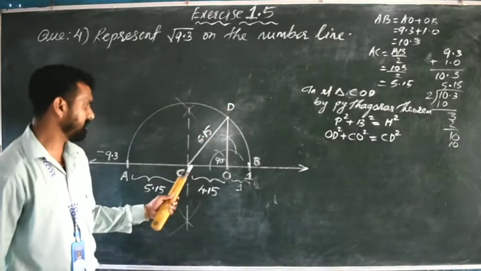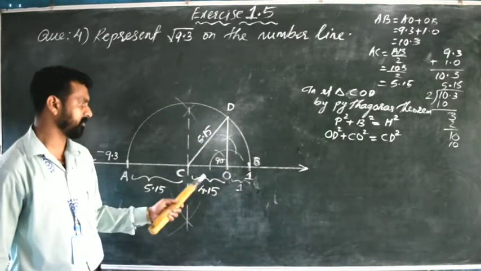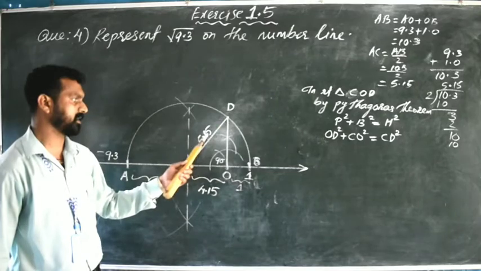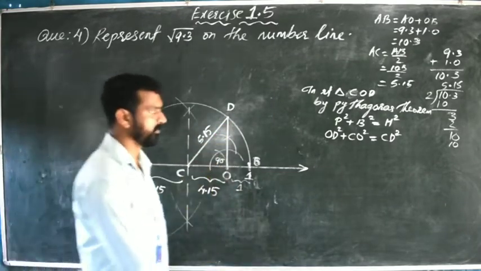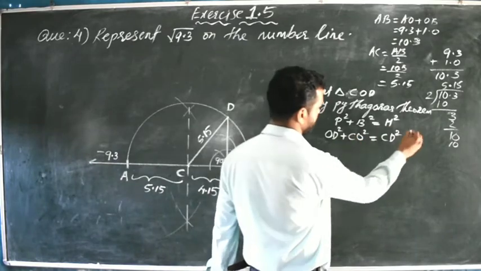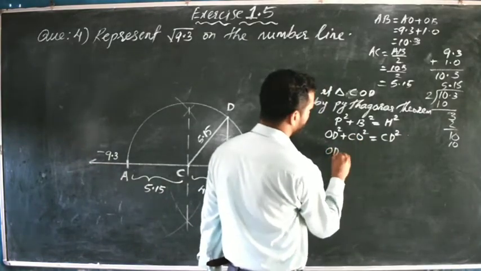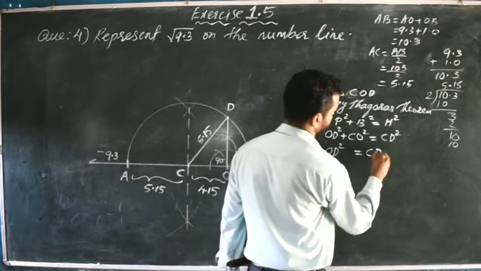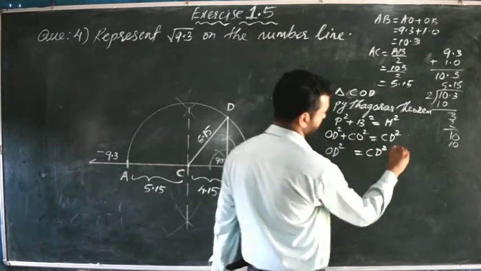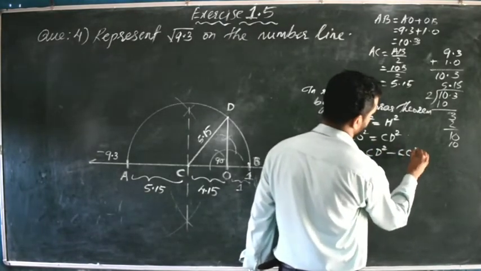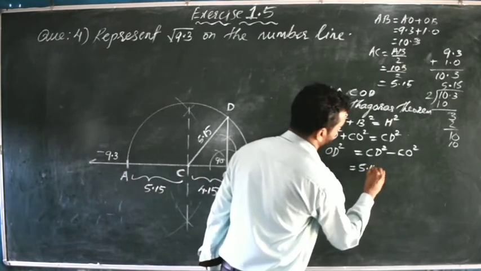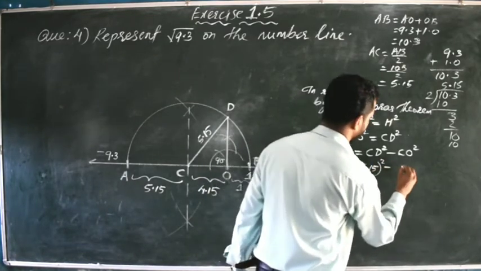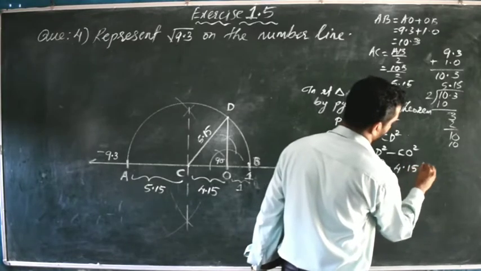So here CO length is 4.15 and CD length is 5.15. We want to find out OD. So plus CO square we will transpose to the right side. OD square is equal to CD square, transposing to the right side, minus CO square. Now substitute the values: CD is equal to 5.15 square minus CO is equal to 4.15 square.